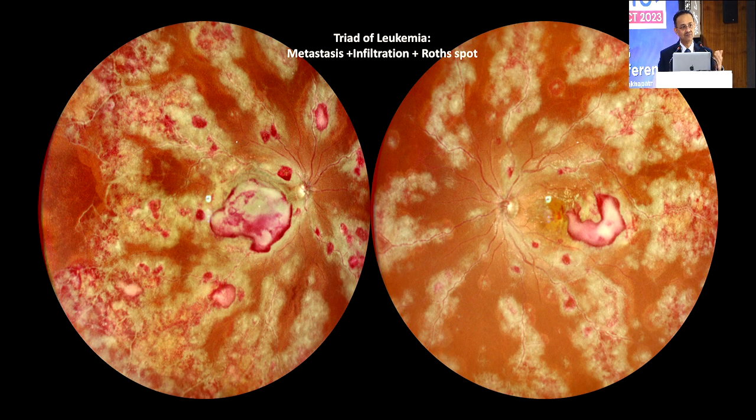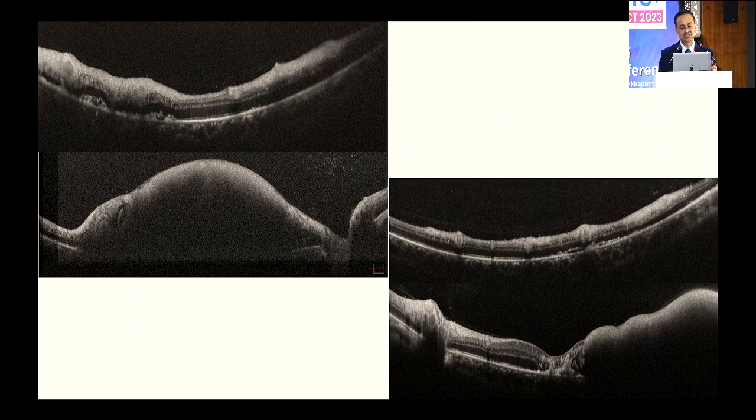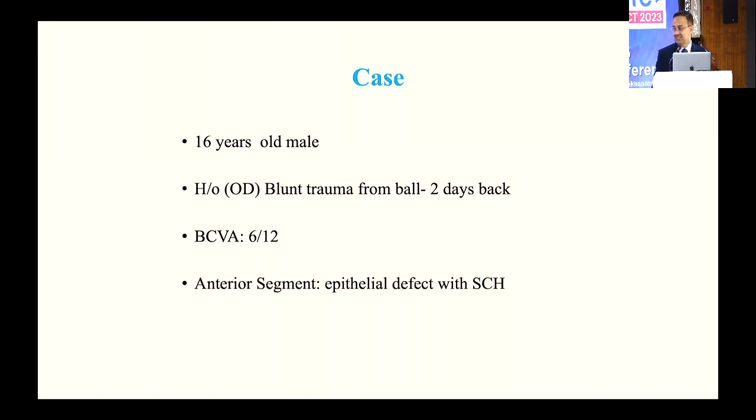This is again one of the cover pages of one of the ophthalmic journals where you see a triad of leukemia, where you see in a single photograph metastasis, infiltration, as well as roth spot, which is rarely seen. And we were the first to make a diagnosis of leukemia rather than the physician referring it to us. Now last, Prashant, case. Please conclude.